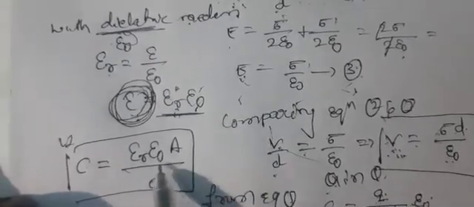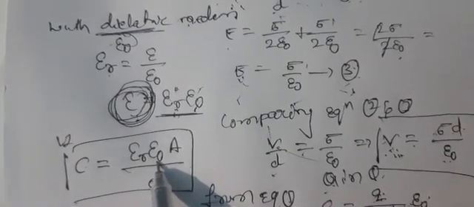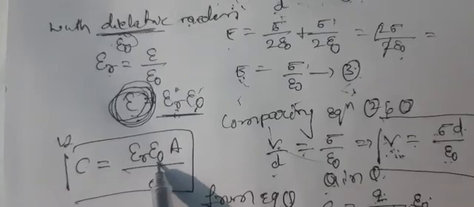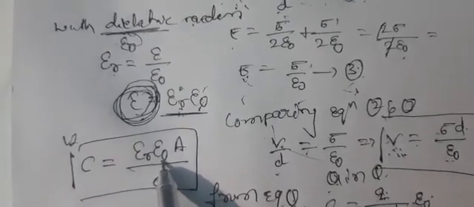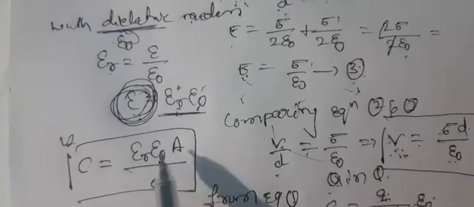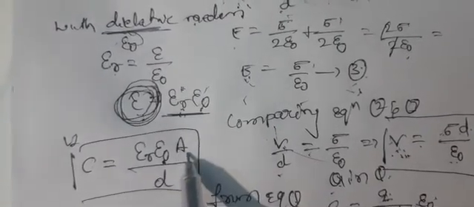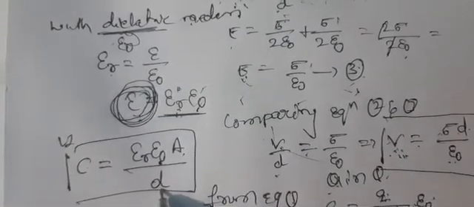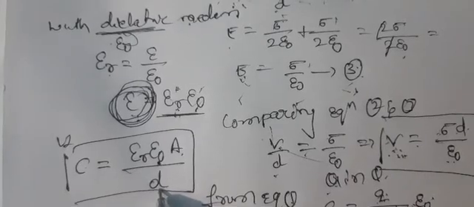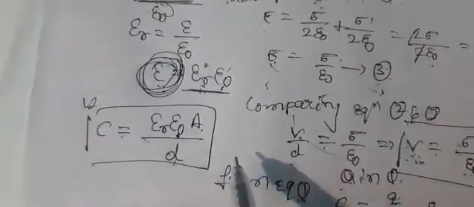Where epsilon r is the relative permittivity of the material medium, also called the dielectric constant. And epsilon naught is the permittivity of free space. A is the area of each conductor, small d is the distance between the two plates, and C is the capacitance of the parallel plate capacitor.